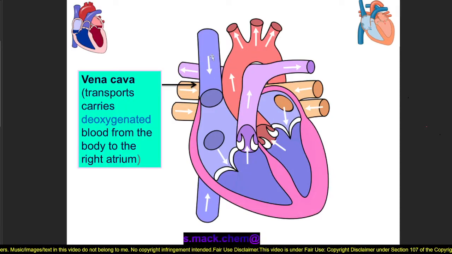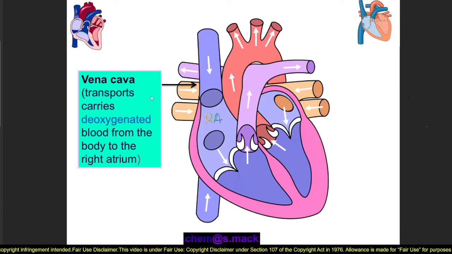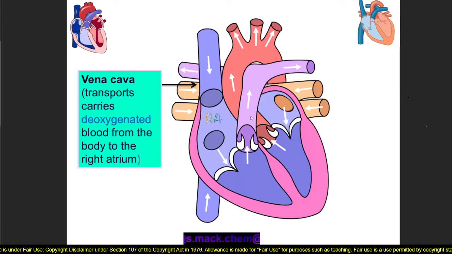We are looking at the vena cava, this blood vessel attached to the heart. The vena cava is attached to the right atrium of the heart. We say that the vena cava will bring deoxygenated blood from the body to the heart via the right atrium. So we have deoxygenated blood entering the right atrium.